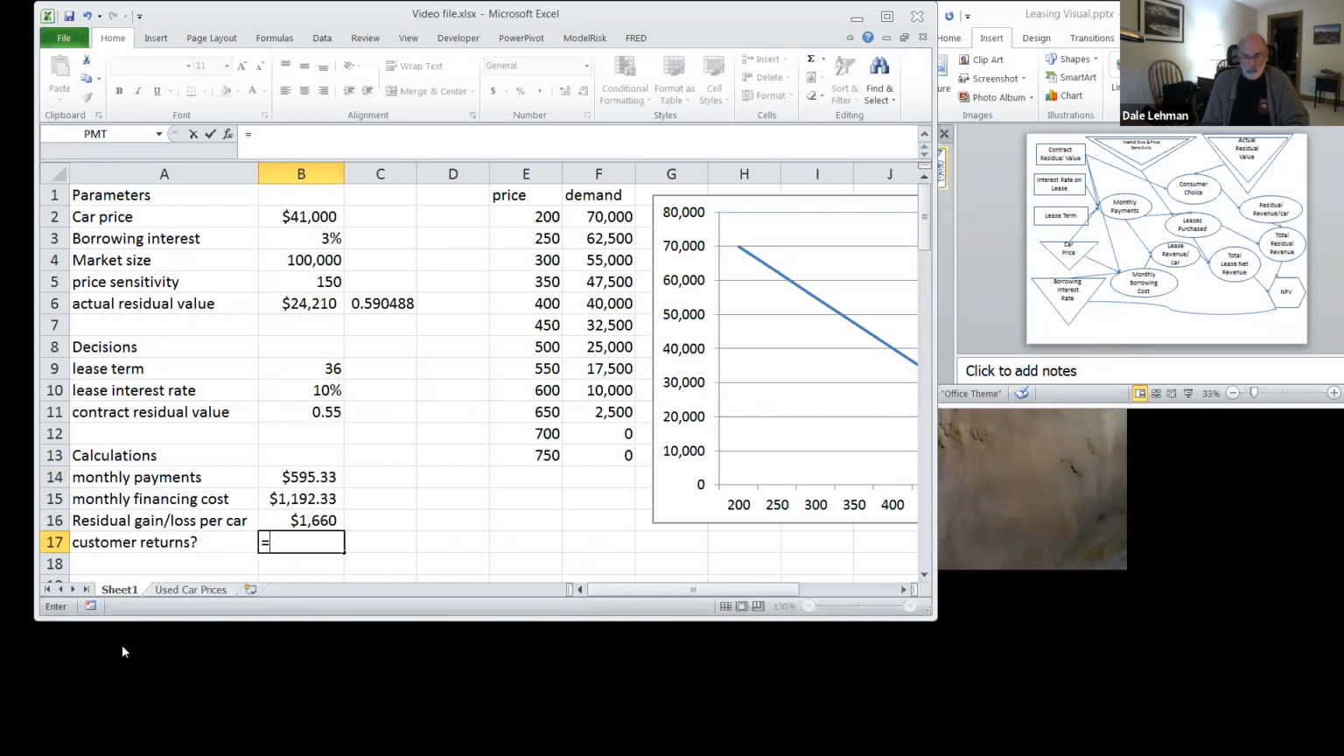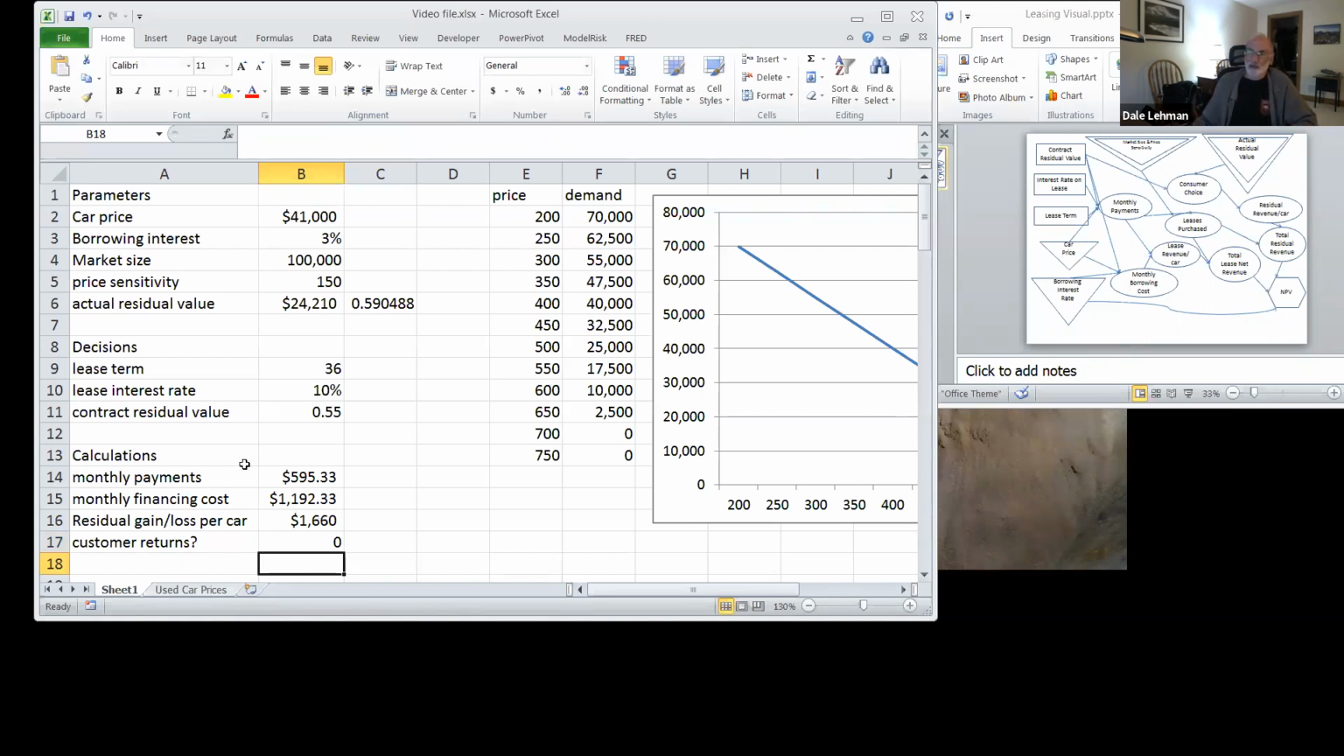This is something we could relax later on, but for now, I'm going to make the simplifying assumption that customers compare these numbers, and basically if B16 is greater than 0, they keep the car, so they do not return the car. Otherwise, they return the car.